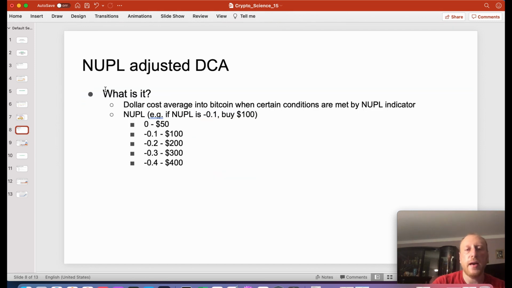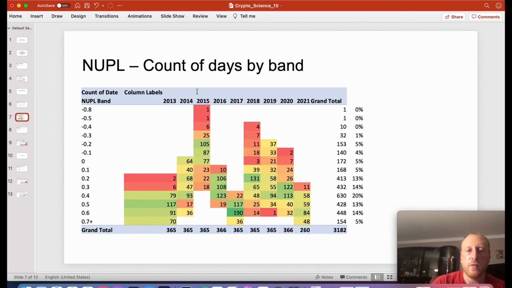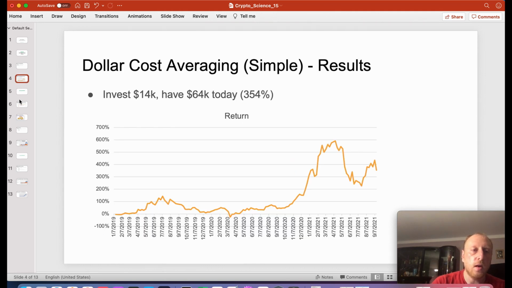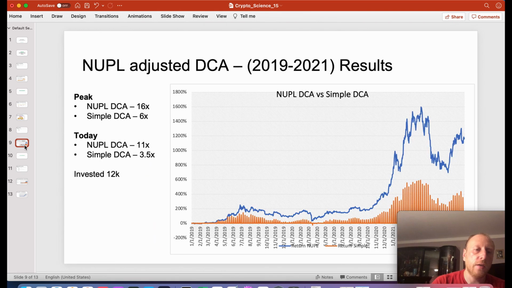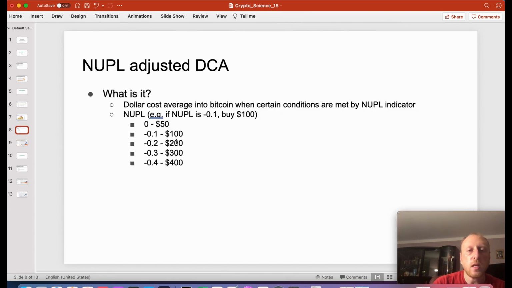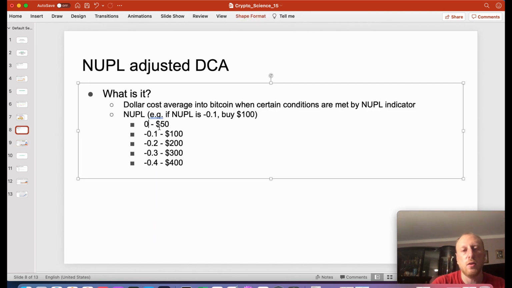So what if we had a Nupol adjusted dollar cost average strategy? What does that mean? I kind of made this up, but the idea is that you want to dollar cost average when the Nupol indicator is at this lower band. You're essentially buying in when Nupol is in this kind of red zone. You're basically trying to buy the bottom. So, for example, if Nupol is at 0, you'd buy $50. If on a day it hits 0.1, it's $100, then $200, $300, $400, and so forth.